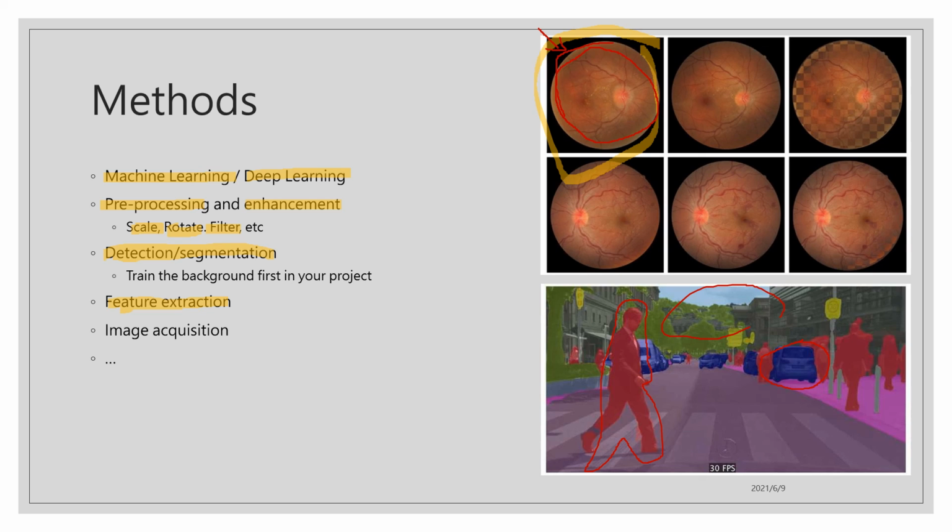Don't think that machine learning is everything. Sometimes you need to set up a good physical environment for the machine learning to capture the image data. You need to scale, you need to rotate, or you need to let the machine learning learn the background or foreground first before it starts learning. Always remember this kind of pre-processing or enhancement helps the machine learning. It speeds up the whole process and increases the accuracy of your model.